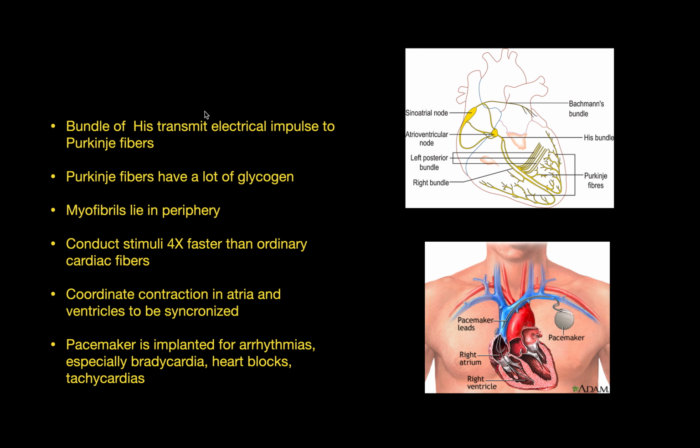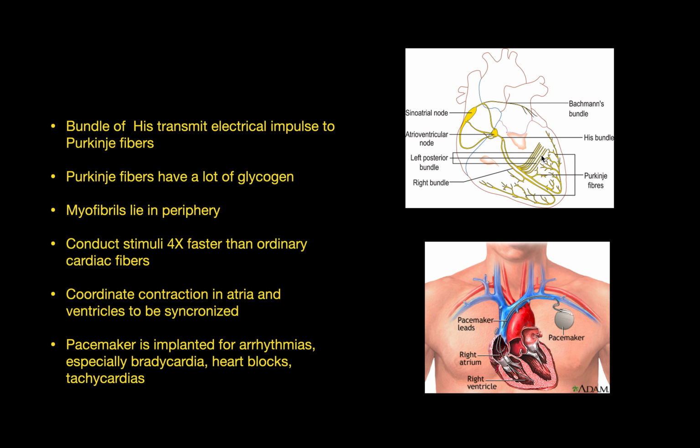gap junctions. Next is the bundle of His, and that transmits the electrical impulse to the Purkinje fibers. And those fibers have a lot of glycogen because they're myelinated. The myofibrils will lie in the periphery of the Purkinje fibers, and these fibers conduct stimuli 4 times faster than normal cardiac fibers.